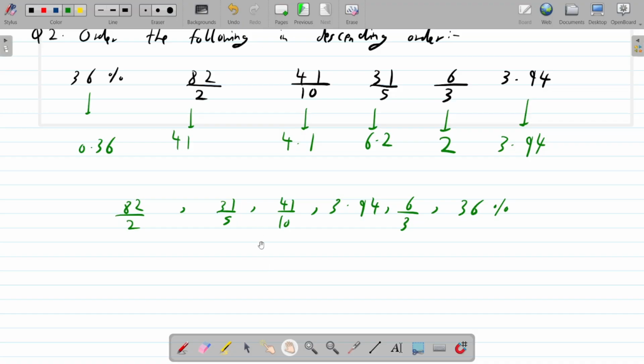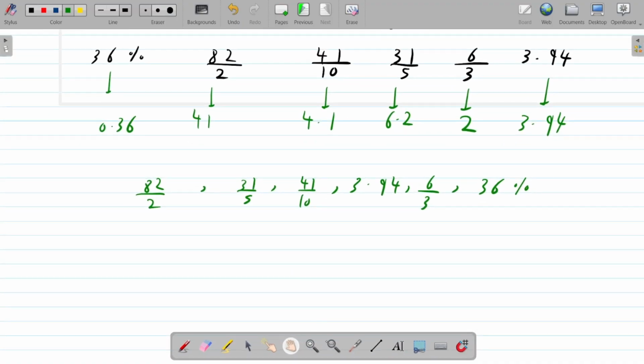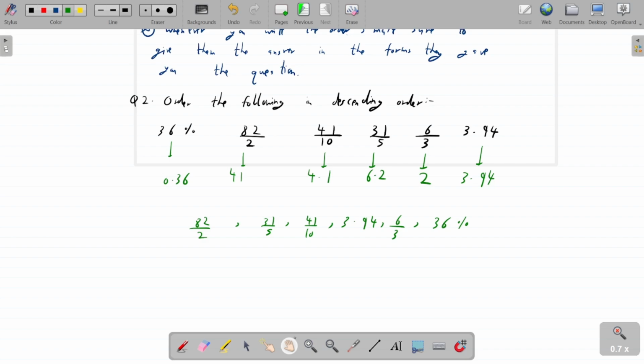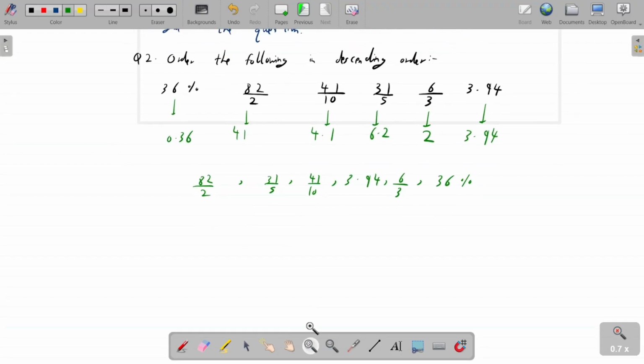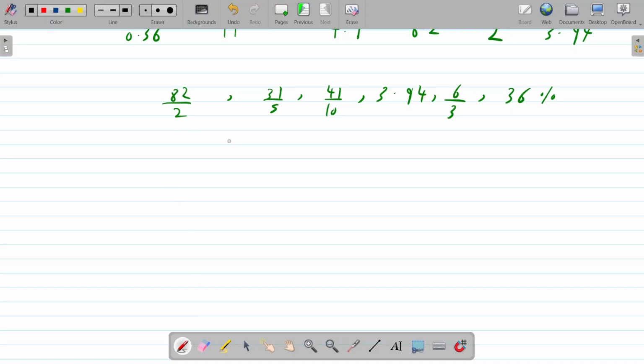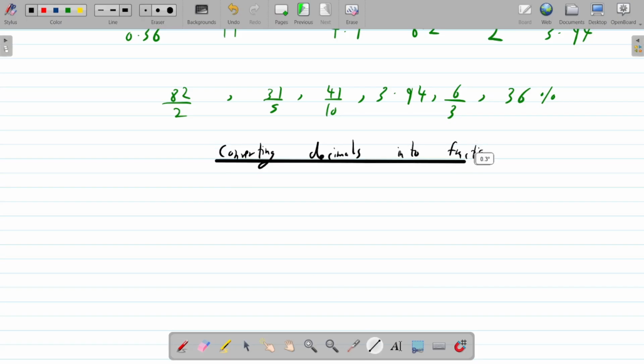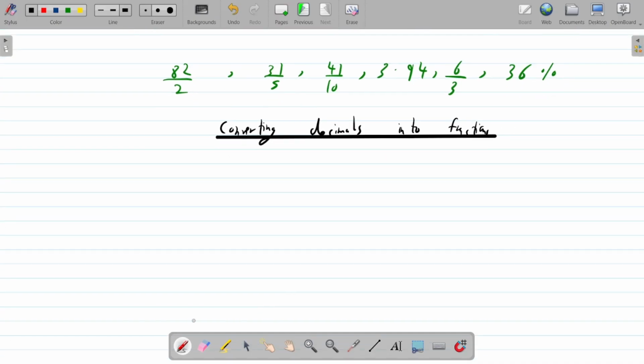Now, the next thing we have this one. Let me just see what was the next topic. Fractions, ordering fractions, comparing fractions, and okay. Now, next thing is converting decimals into fractions. Okay. So let's say I have 0.36. Now, what do I do?